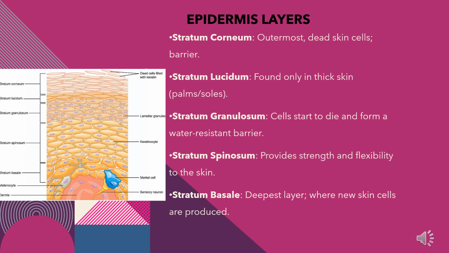Next, stratum granulosum. This is the place where the cells start to die and form a water resistant area. And coming to stratum spinosum, it provides strength and flexibility to the skin. And the last layer is stratum basale, that is the deepest layer where new cells will be rejuvenated.